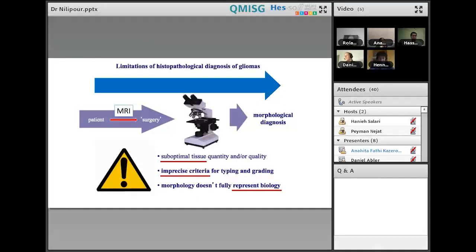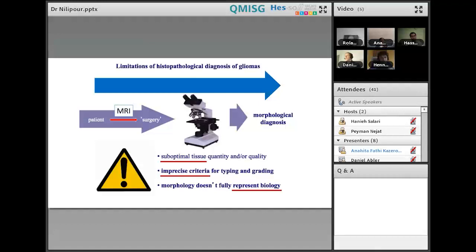But this is not as easy as it looks. After surgery, somebody may think that you can see the morphology and have a diagnosis. We have three important issues. The first one is the suboptimal tissues or non-representative tissues from the brain tumor. As you said, there are heterogeneous brain tumors we are usually faced with. So the suboptimal or non-representative tissue for the pathologist is the main issue.